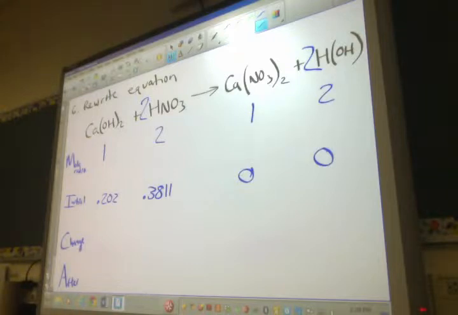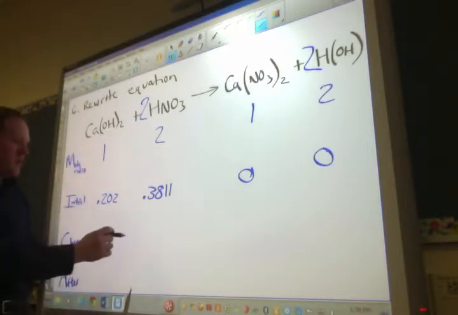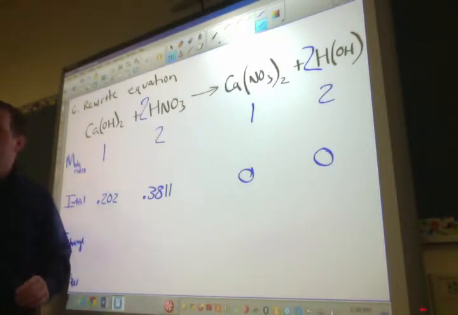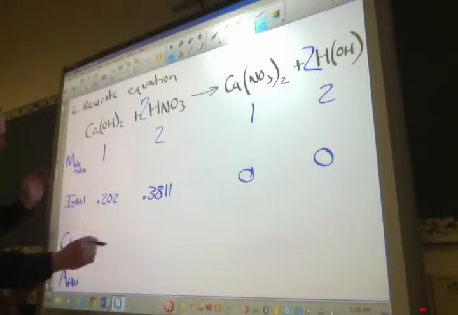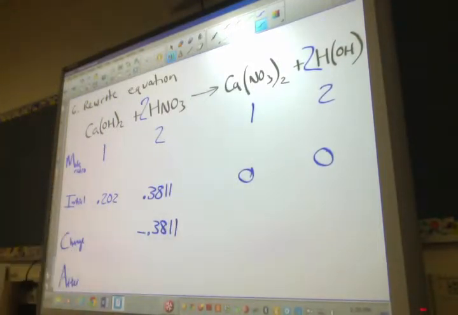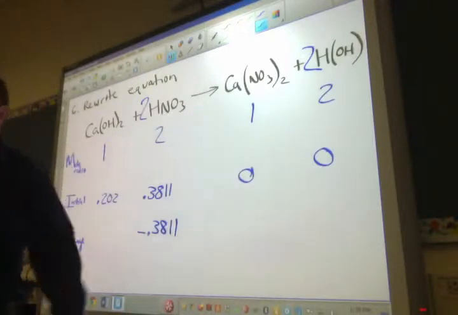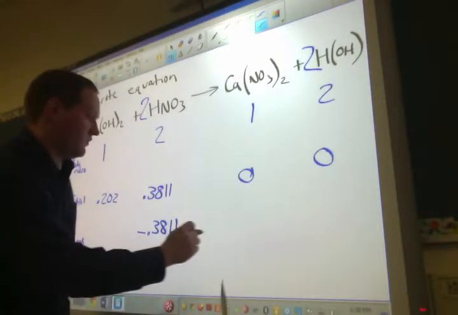Now we're going to fill out the change. So which of these was my limiting reactant? HNO3. Right. Before I fill this in, question? No, it's not there. Okay, good. So how much of my limiting reactant is going to be used up? All. Good, all of it, since that's the one that we're limited by. So we're going to say minus 0.3811, because we use all of it. Now, we already calculated how many moles of this we're going to produce. Could someone look back in their notes and find that? 0.191.